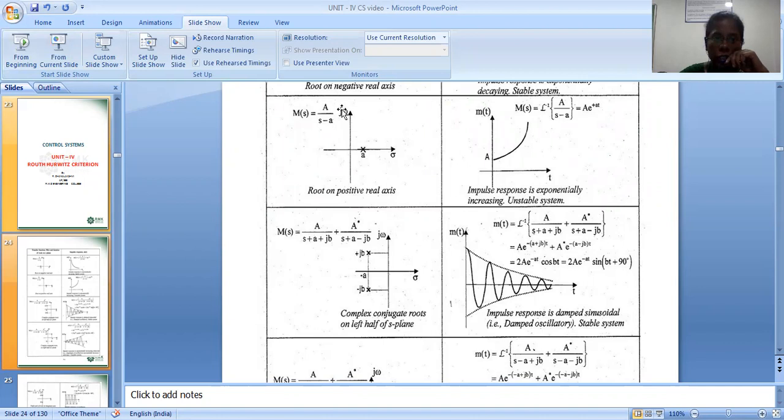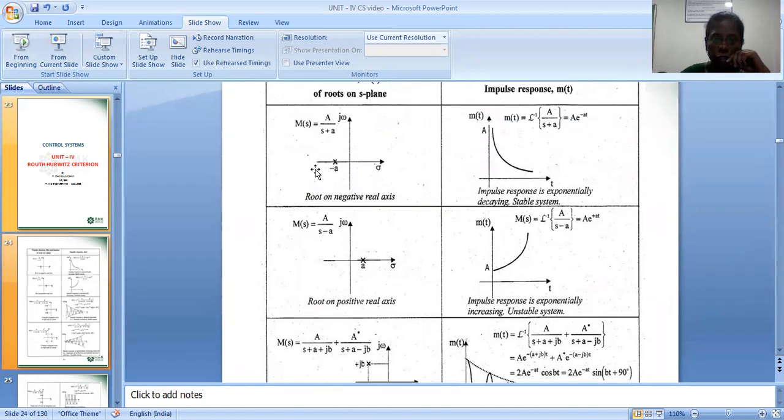Okay, so here you can see that when my root is lying on the left half of the S-plane, the impulse response of the system is exponentially decaying. Therefore the system is stable because it is exponentially decaying, and it is not moving towards infinity. The system becomes stable here.